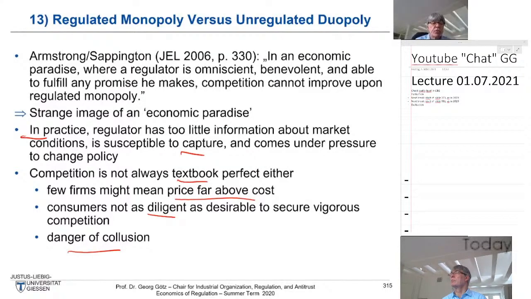After having gone through several bankruptcies like Telfax, so you might even think that it was not so bad after all if you don't switch, but that's another topic, okay? The point is very often there is a lot of inertia among consumers, and that means that competition works less than perfect. So the important point is here, we have to compare imperfect regulation with imperfect competition, okay?